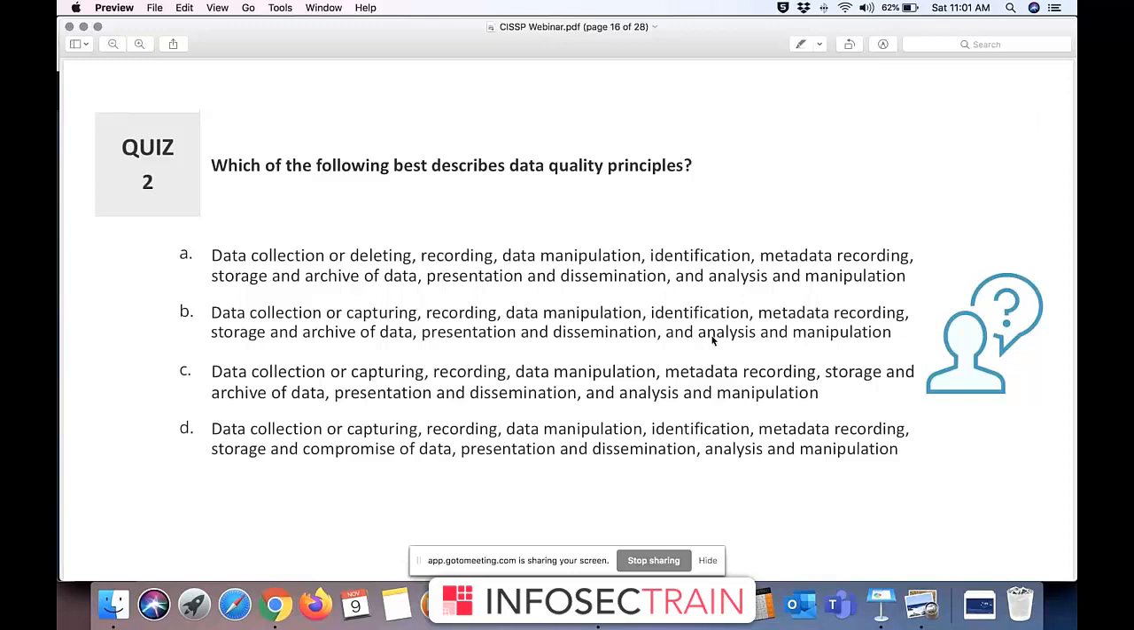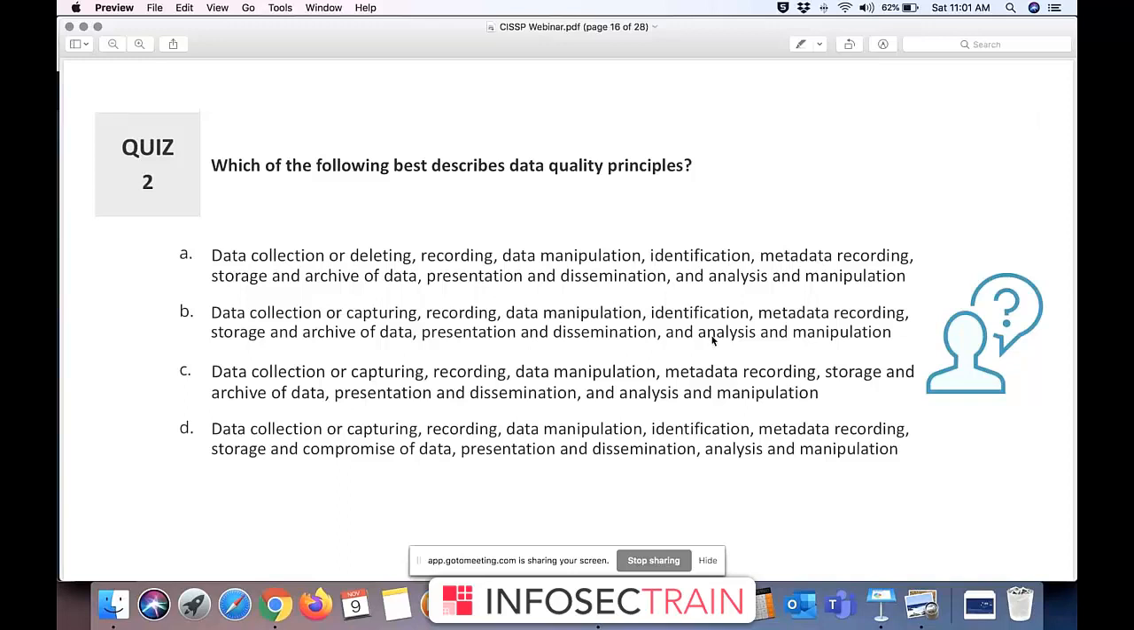Let's go to option A. Manipulation is not the right one. But everywhere there is manipulation, you need to manipulate data. Manipulation means to use the data. So data collection. Deleting is something which is not really a data quality principle, certainly. So A is also out, right?